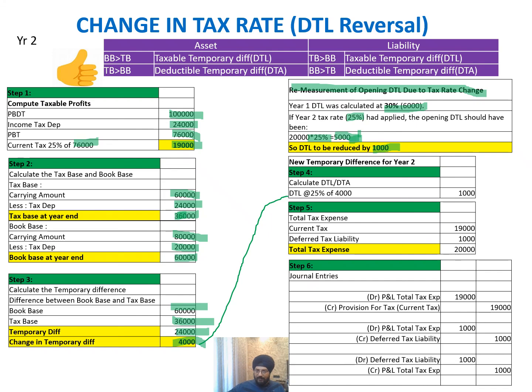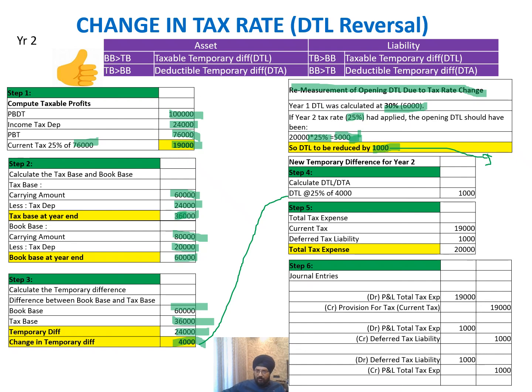So what's happening here? There are two scenarios. One is the DTL reversal to the extent of 1,000, and then we have a creation as well of 1,000, because my temporary difference has increased from 20,000 to 24,000, and hence I have to create the DTL on this 4,000. So my DTL will be increased from whatever it was carrying in my books by another 1,000. So there's a double effect. My DTL would be increased by 1,000 and it will be reduced by 1,000.